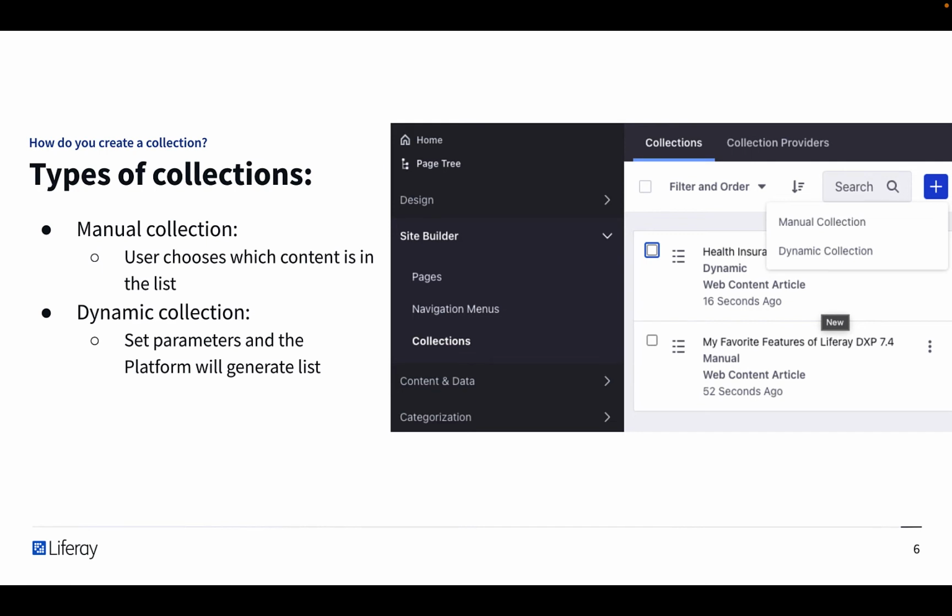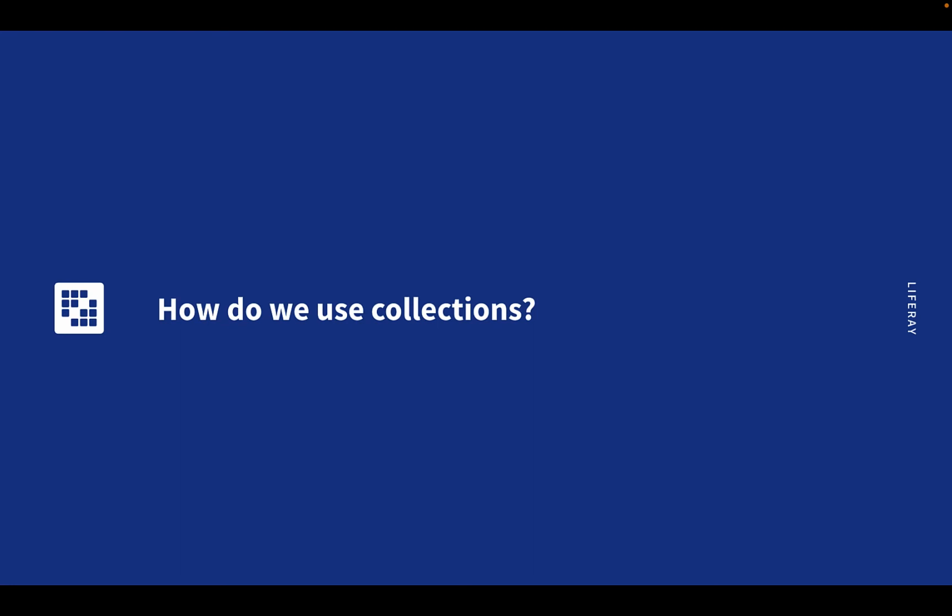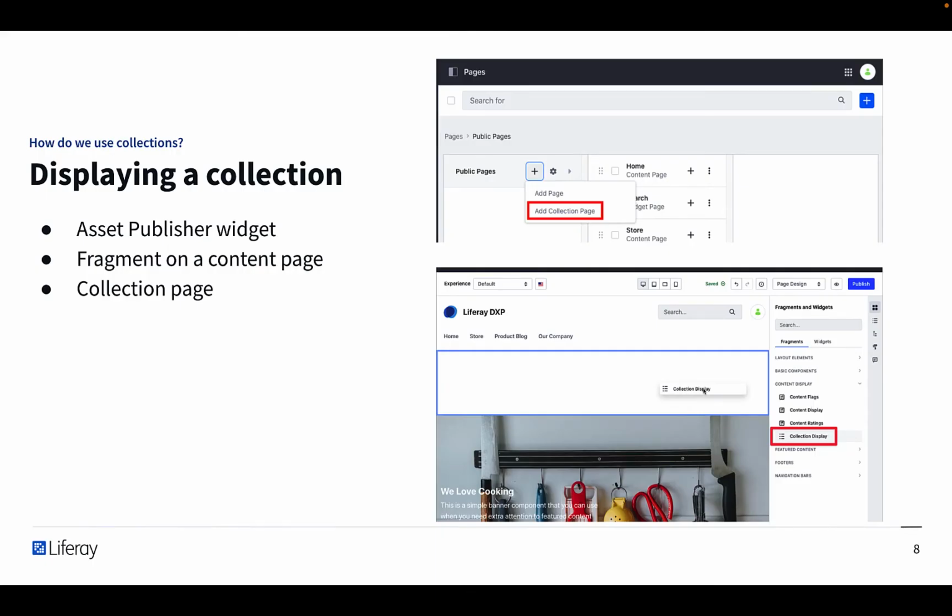We'll cover the steps needed to create a manual collection and a dynamic collection when we demo the feature in another video. Once we have a collection created, how we decide to use them is where we unlock its value. To display the content in a collection, we can use an Asset Publisher widget, a fragment on a content page, or a collection page, or any combination of these options, and you can style each of these options to your liking.